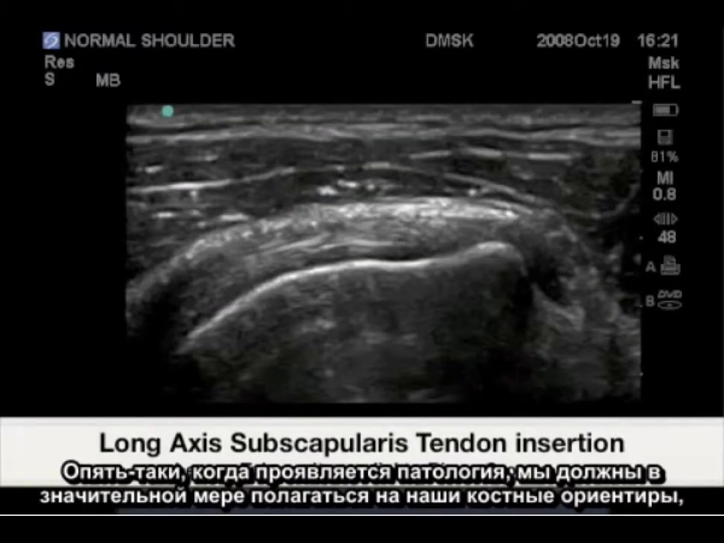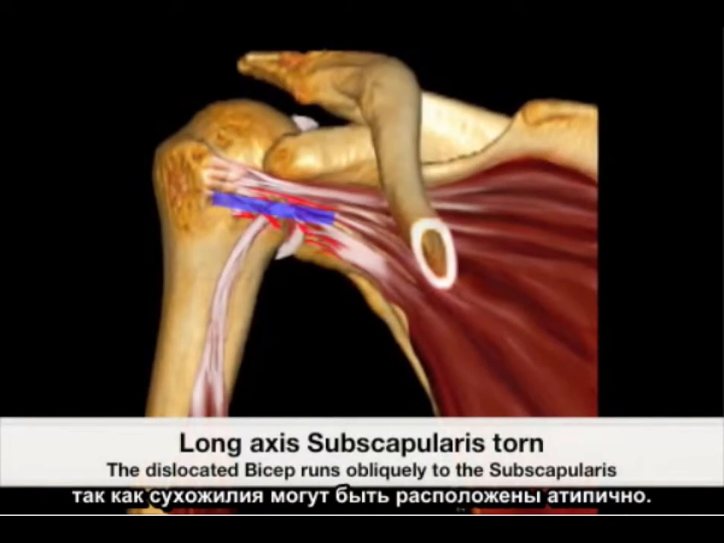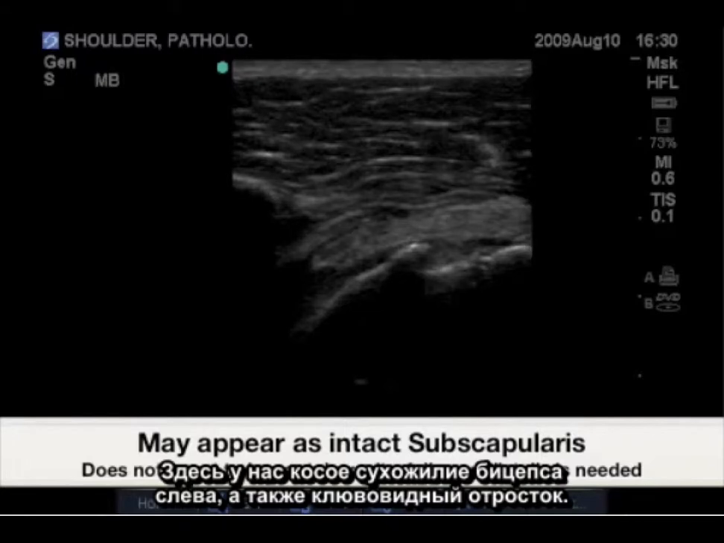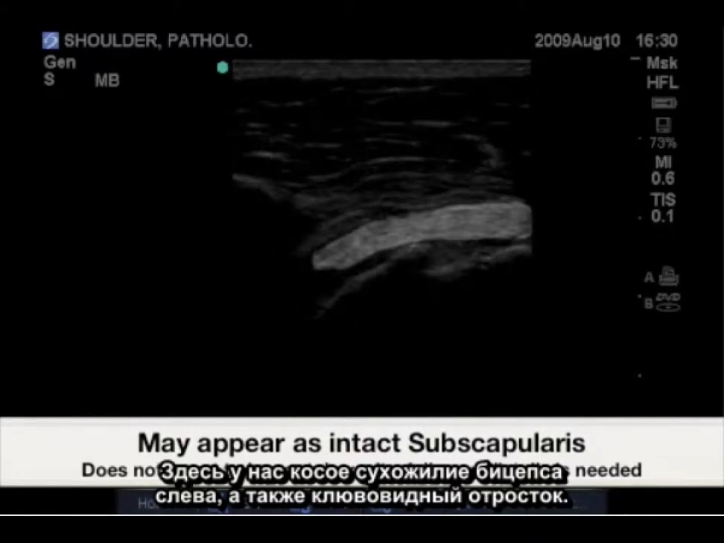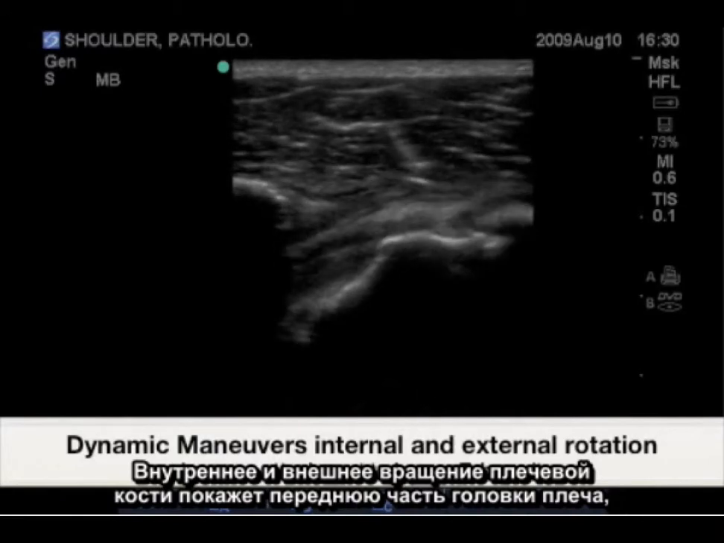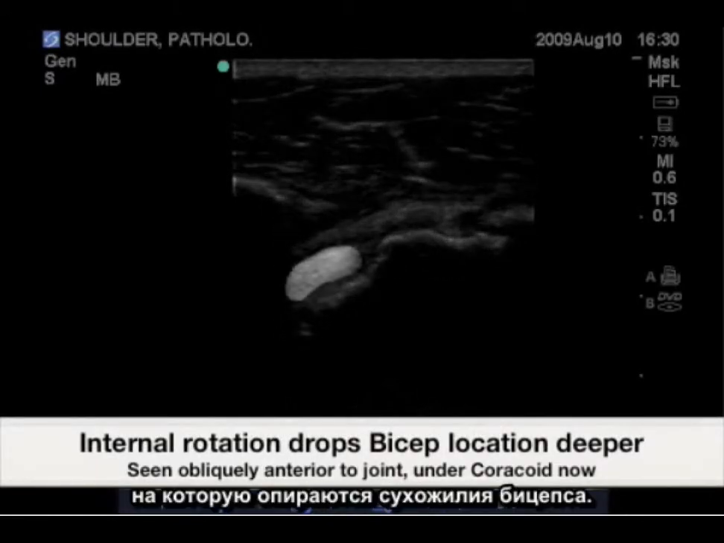Again, when pathology presents itself, we must rely heavily on our bony landmarks as the tendons may not be normally situated. Here we have an oblique bicep tendon on the left, also the coracoid process. Internal and external rotation of the humerus will show the anterior humeral head where we have our bicep tendon resting.